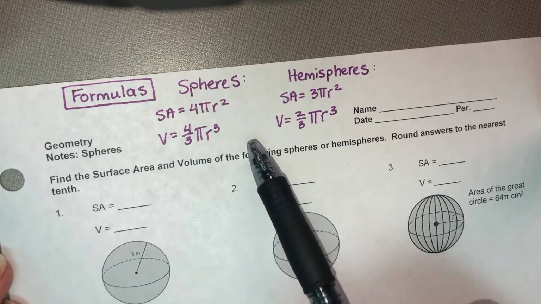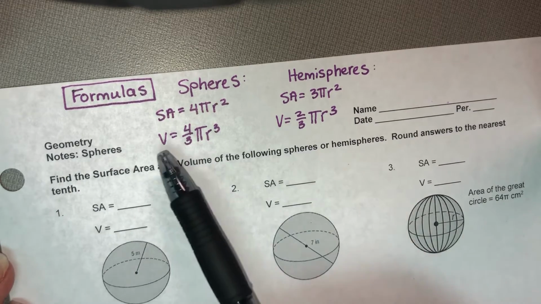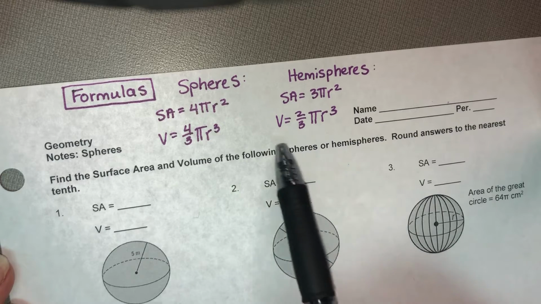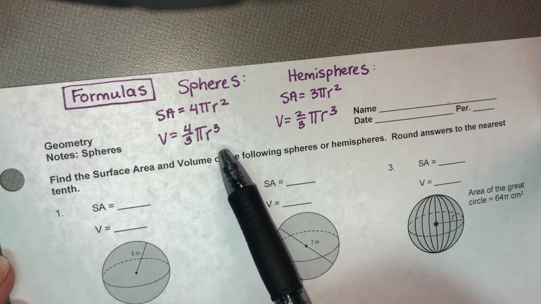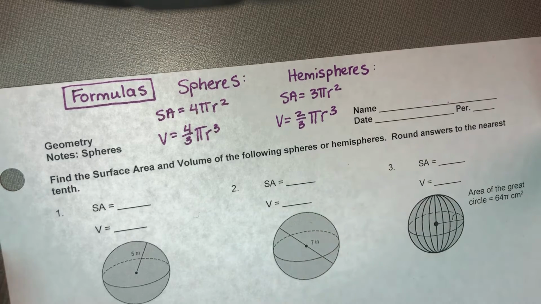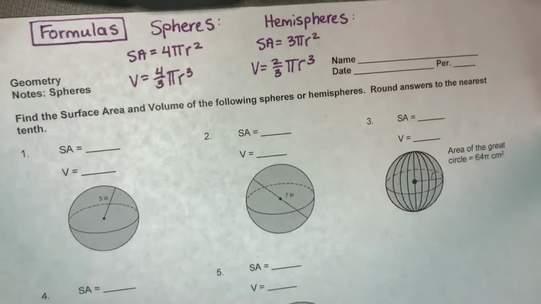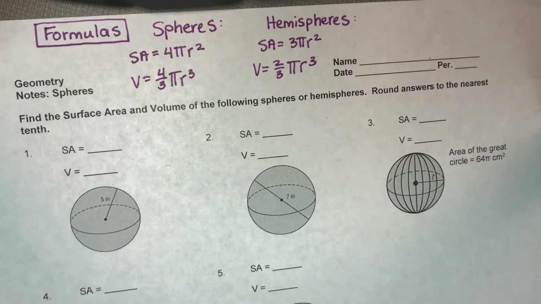Now the volume of the hemisphere is exactly half of the volume of the sphere. So if you take 4/3 pi r cubed and divide it by 2, you get 2/3 pi r cubed. Okay, so let's do some surface area and volume sphere problems.